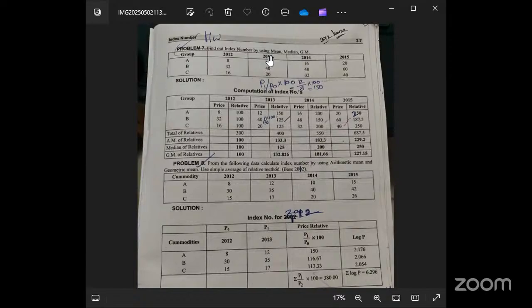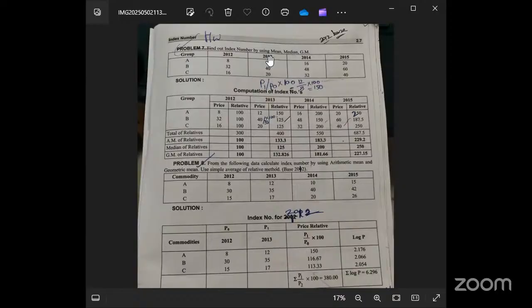Now make the totals of relatives for 2012 and 2013. Now 2014. 16 by 12 into 100, 200. 48 by 40 into 100, 150. 32 by 20 into 100, 200. Now make the total. Similarly, 2015. 20 by 16 into 100, 125, then 60 by 48 into 100, 187.5, 40 by 32 into 100, 125. Now make the total. Now find out what the averages are.